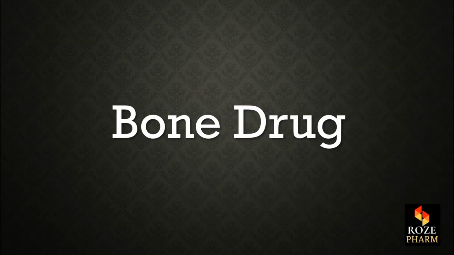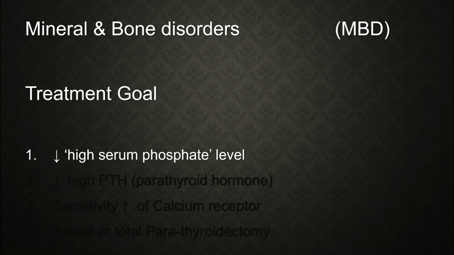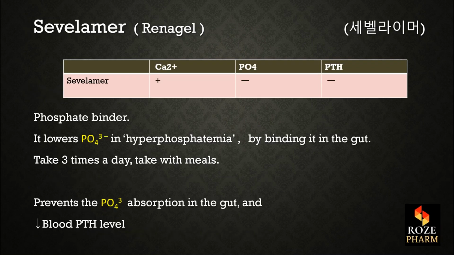Let's check out the bone drugs. Mineral and bone disorders: the treatment goal is to lower the serum phosphate level. We have sevelamer. This is a phosphate binder. It lowers phosphate in hyperphosphatemia by binding in the gut. Please take it 3 times a day, with meals. It prevents phosphate absorption in the gut and lowers the blood PTH level.